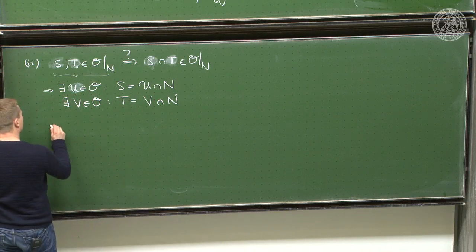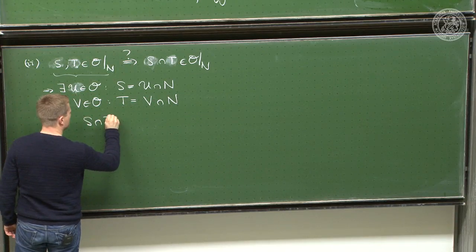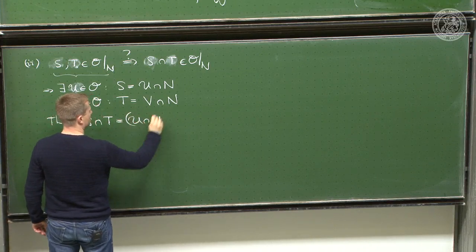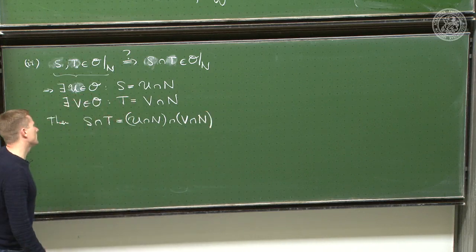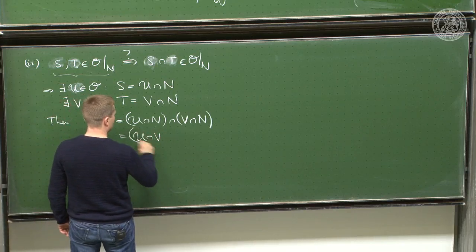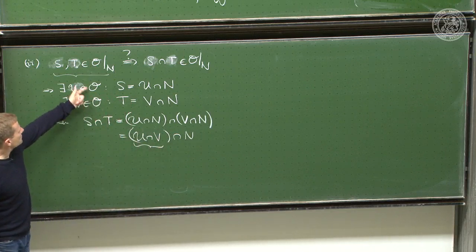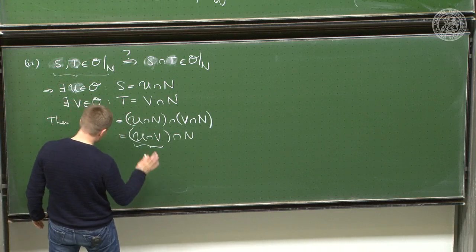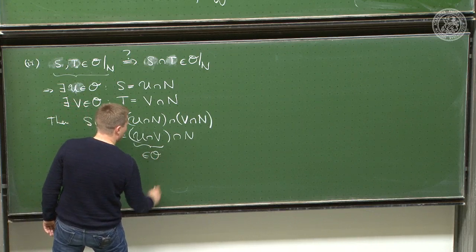Okay, so now then we consider S intersected T. But then I know S is U intersected N, and that's intersected V intersected N. And that is, of course, U intersected V intersected N. But U and V were elements of the topology of the space M, of the big space. I continue saying big and small. Of the big space. So this is an element of O.